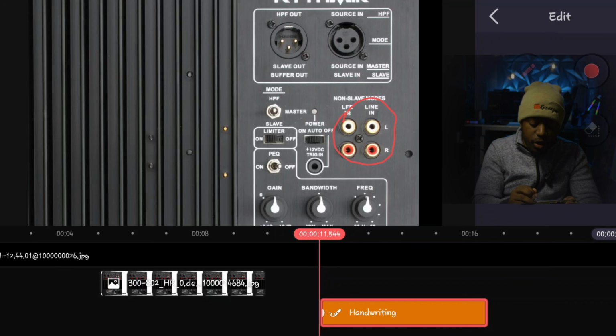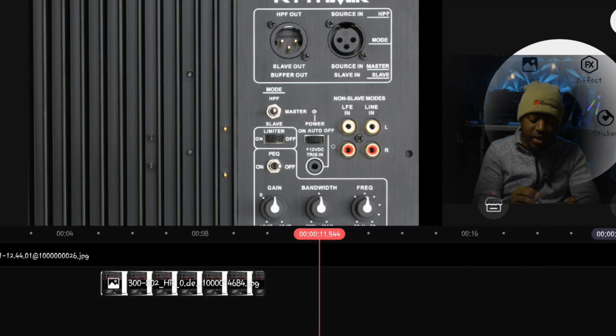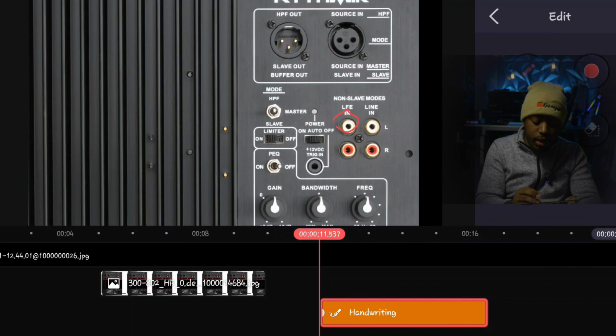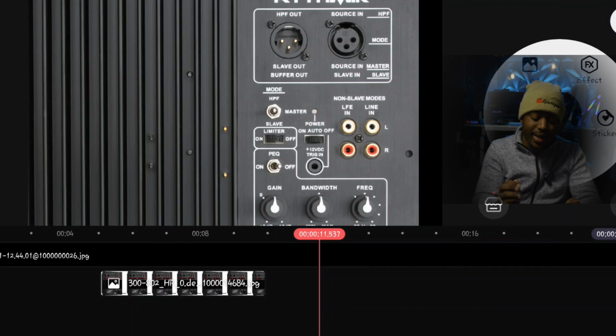You still have your RCAs here. You're never going to lose those. So I still have LFE in. And if you notice, I have LFE left and right. This is cool, right? So the left one is actually the LFE. So if I'm only using one cable, I'm going to plug it into the left or the white cable, because that one is my dedicated LFE, meaning low frequency effects. If I'm using 2 cables for a stereo sound, then I'll want to plug it into both L and R.